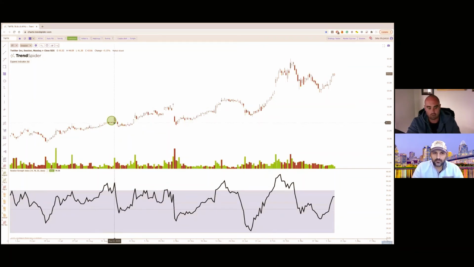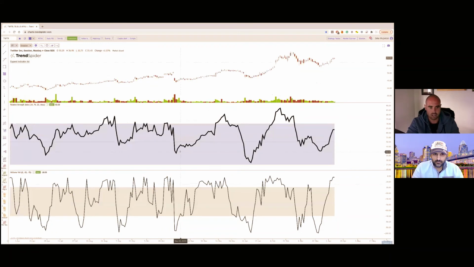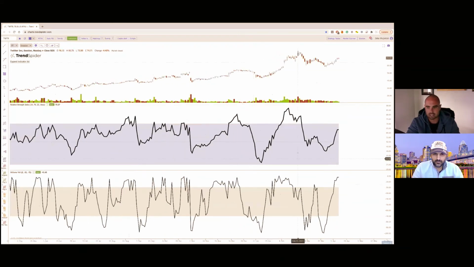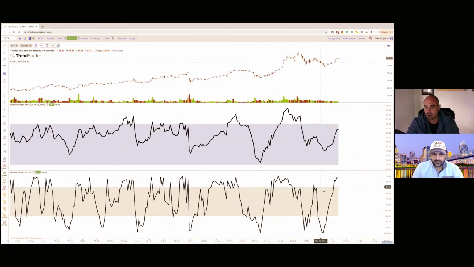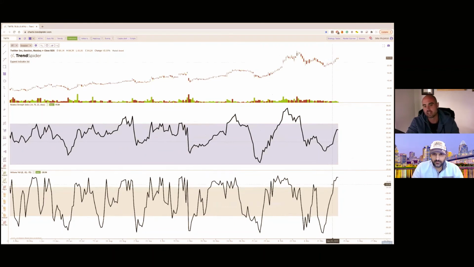Now, what I like to use on top of the RSI is something called the percent range. And the percent range is kind of an ultra sensitive RSI. Instead of oscillating between 0 and 100, it oscillates between 0 and negative 100. So anytime you're below negative 80, this is generally oversold. And anytime you're above negative 20, it's generally overbought.